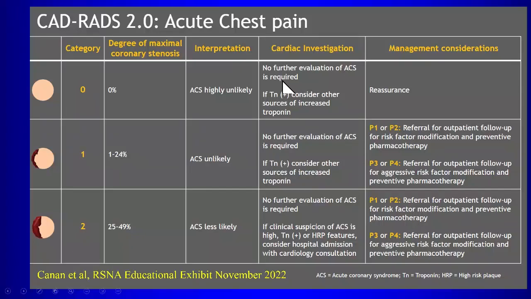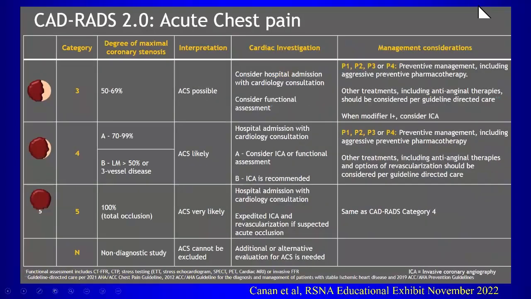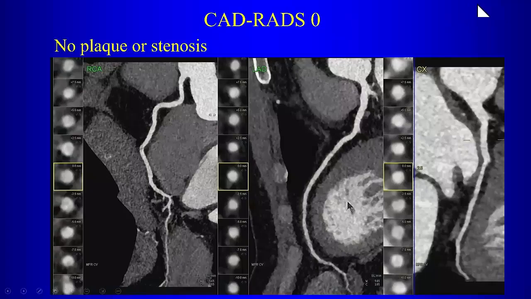In other words, a patient in the emergency room who shows up with acute chest pain, you do a coronary CTA, and then you grade the stenosis. Well, we also have recommendations for what we're going to do in those cases also. So the scoring system also supplies that for acute chest pain. Okay? So the best you can do is CAD-RADS 0, right? You have no stenosis anywhere, right?